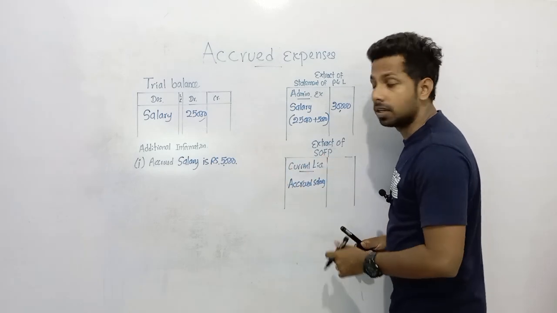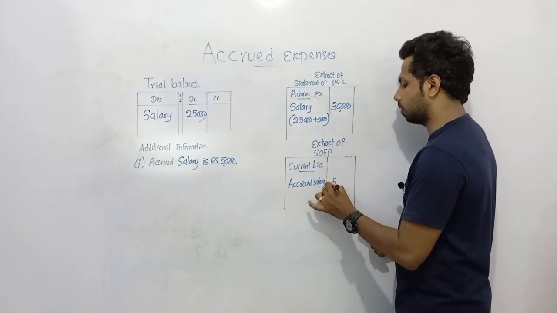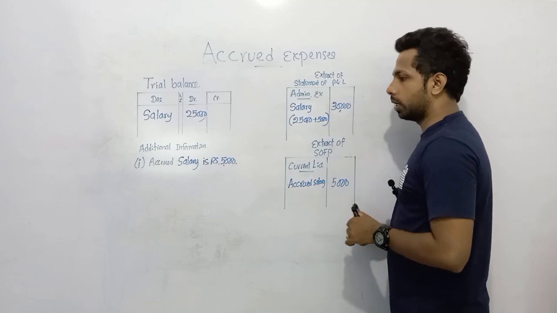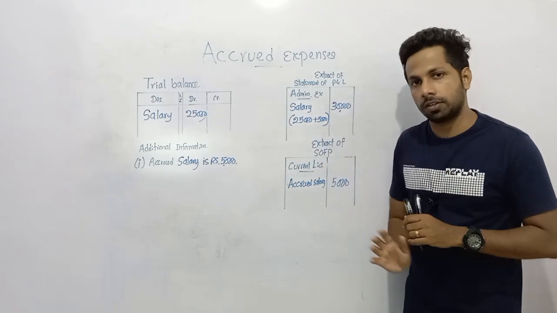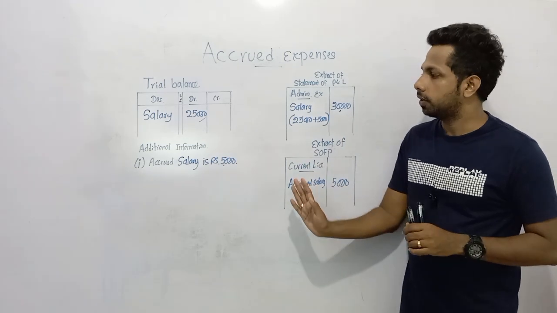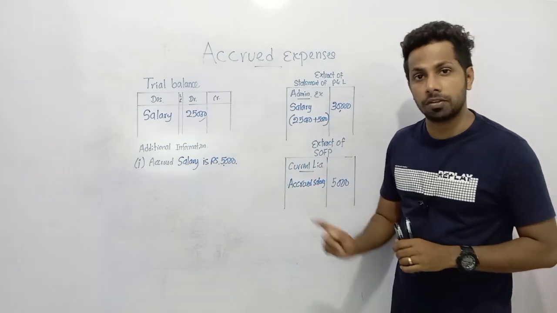You know payables as liabilities. And accrued salary is only 5,000. So dear children, first of all, when doing this question, you need to prepare both structures, right? Both structures. Then start from additional information like this.